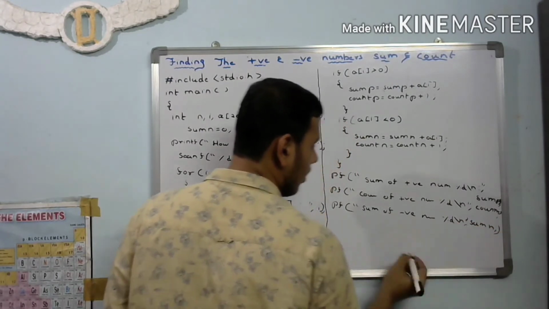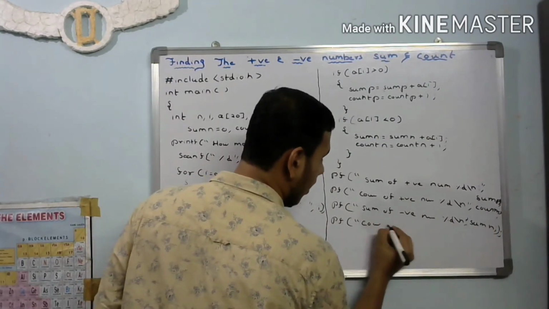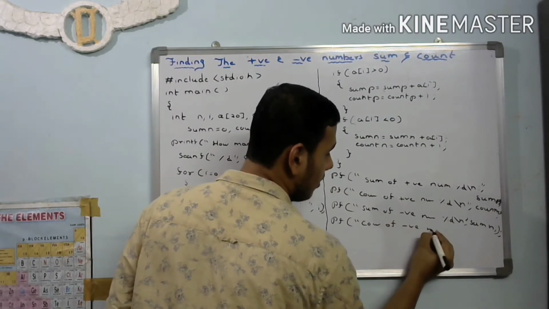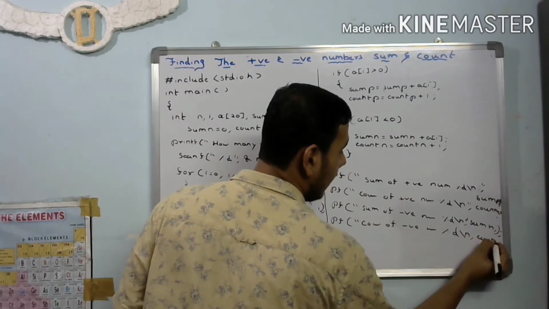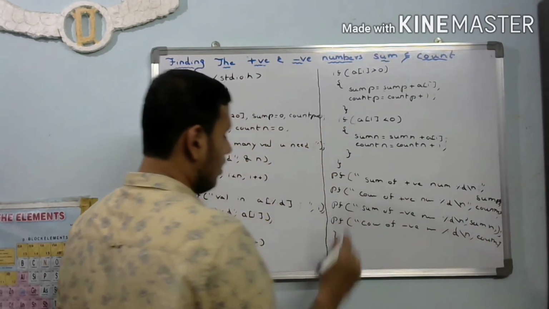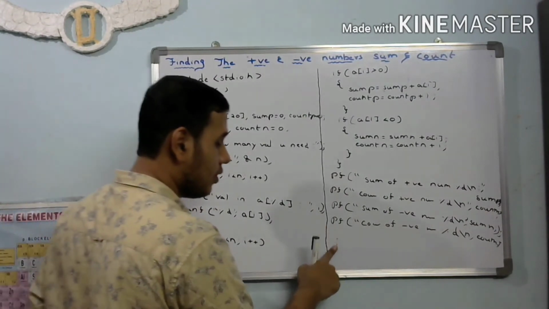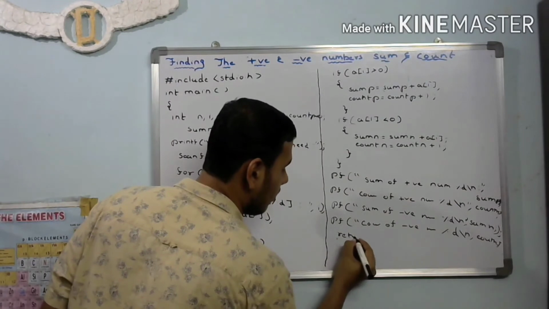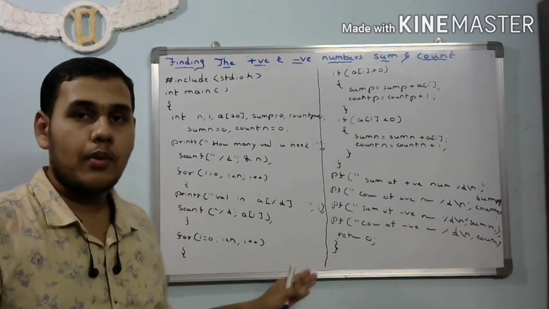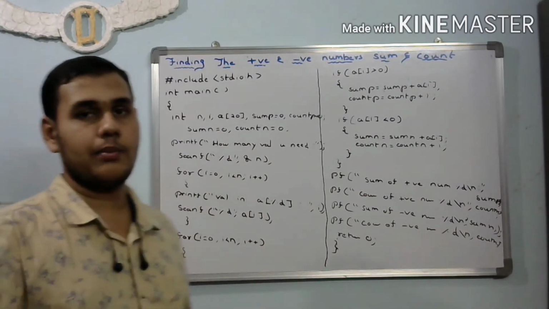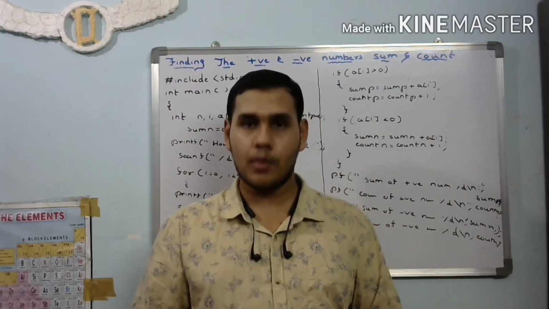printf: count of negative numbers percentage d slash n, count n. We will complete the main function. So before that we should write return 0. So this is the main program that we write to execute in the computer. Now let us see whether this program runs in the computer or not in our programming lab.